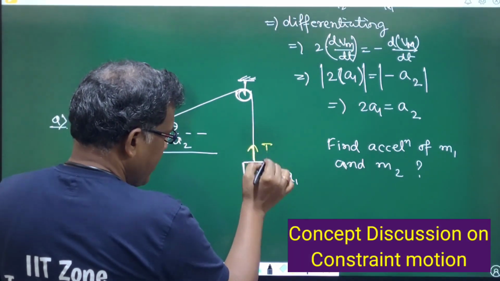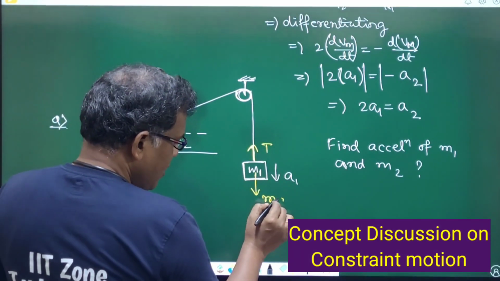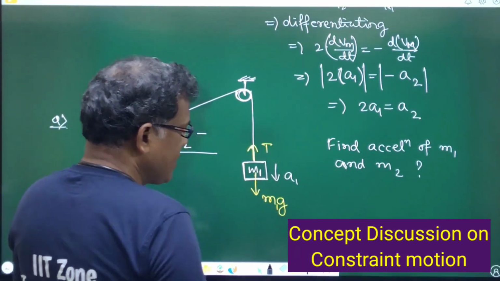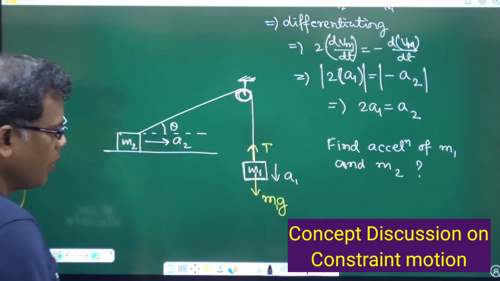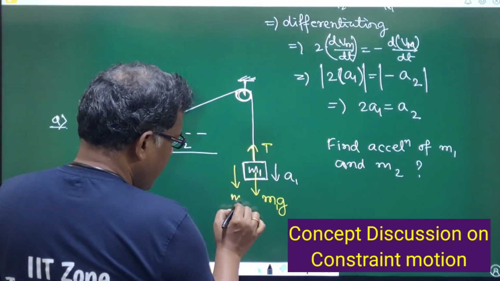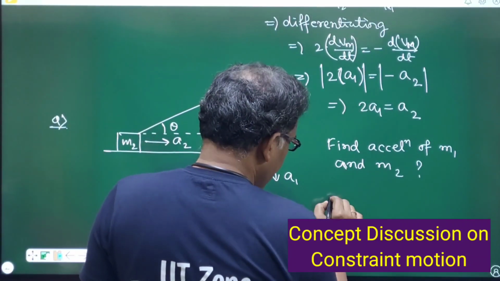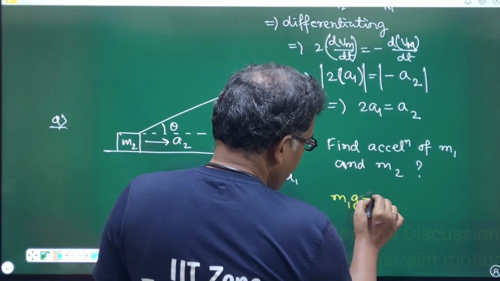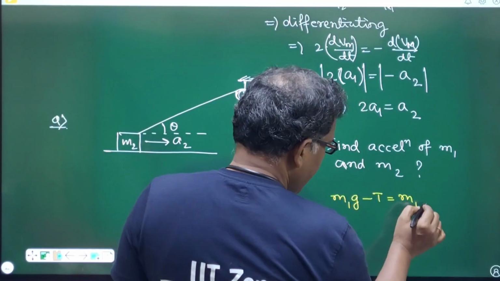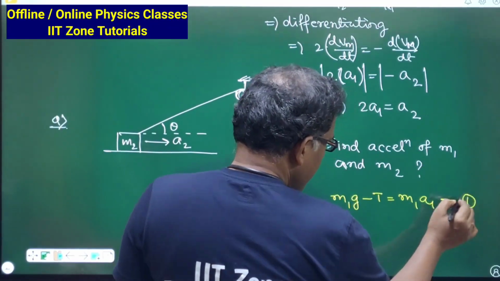As the tension of the string at this end, weight is m1g. According to the acceleration suggested, definitely it is going downward, so its motion will be downward, right? And based on this downward motion, your related equation will be m1g minus T equal to m1 a1. That you can write down as equation 1, right?